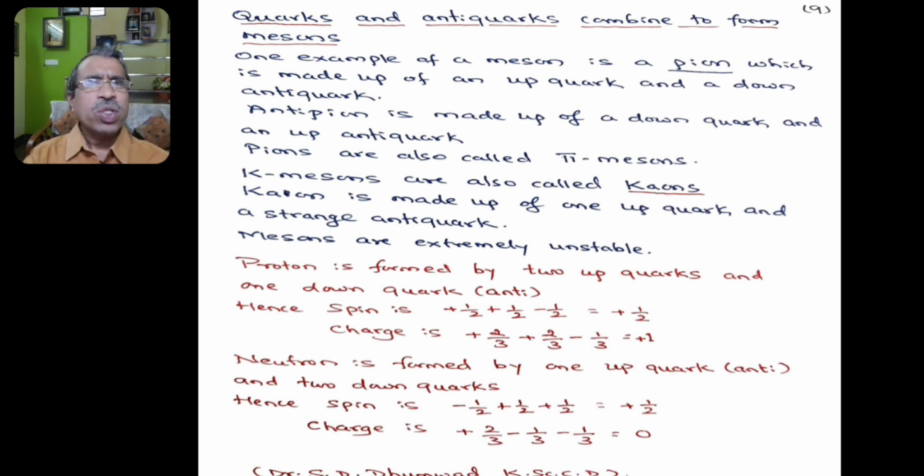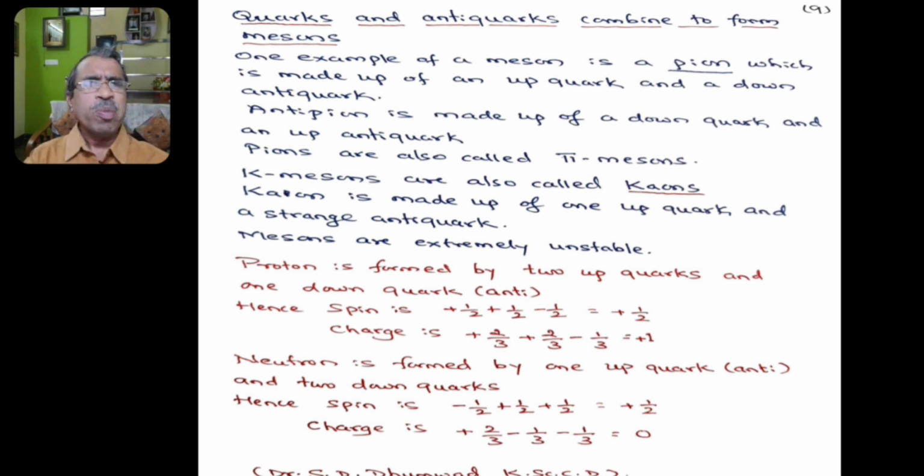Quarks and antiquarks combine to form mesons. One example of a meson is a pion, which is made up of an up quark and a down antiquark. Antipion is made up of a down quark and an up antiquark. Pions are also called pi mesons. K mesons are also called kaons. Kaon is made up of one up quark and a strange antiquark. Mesons are extremely unstable.